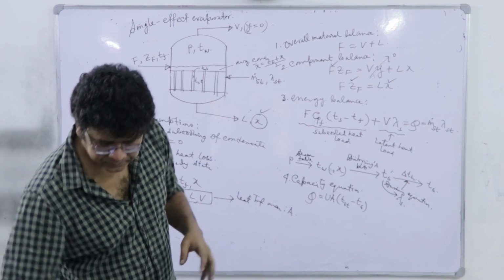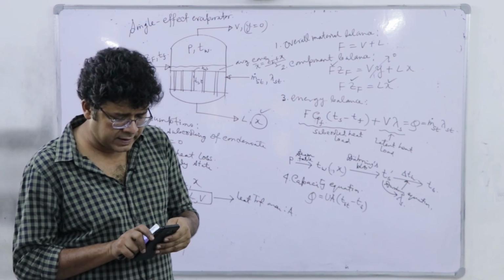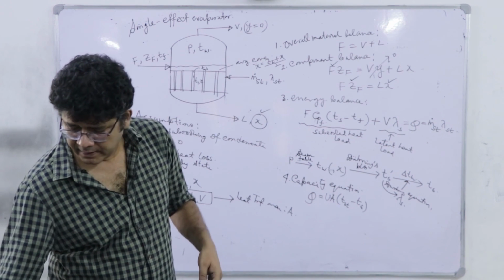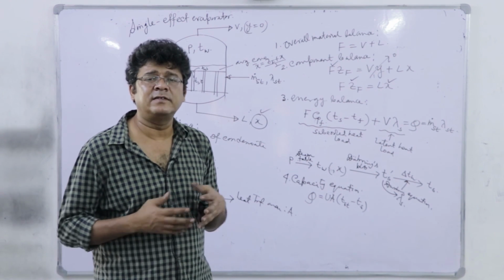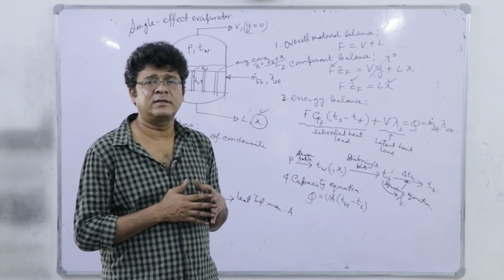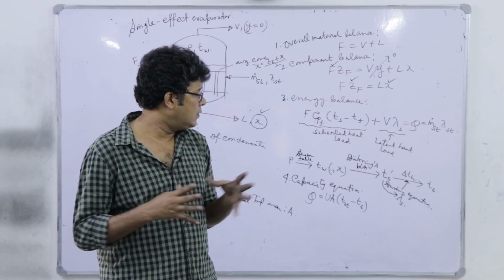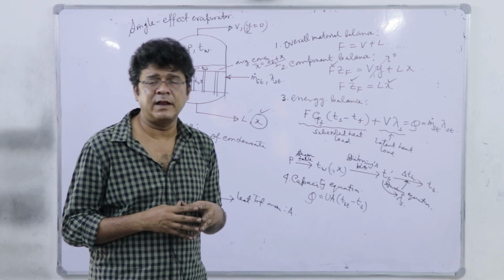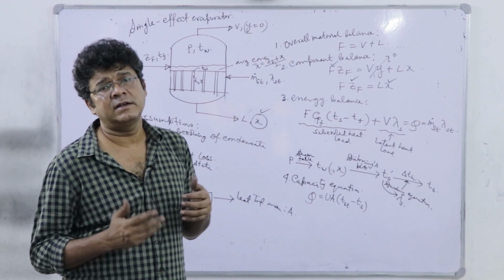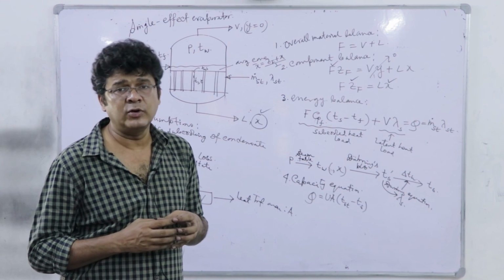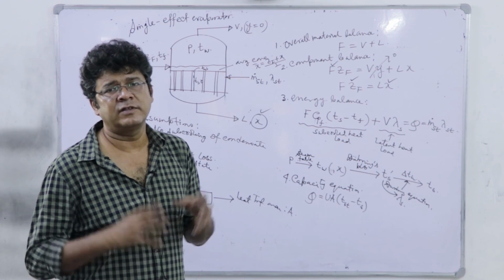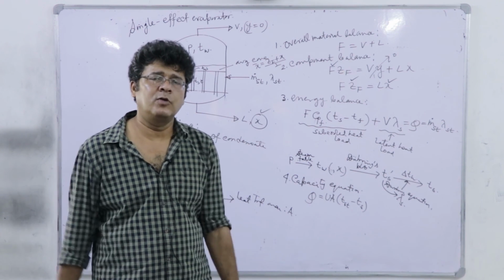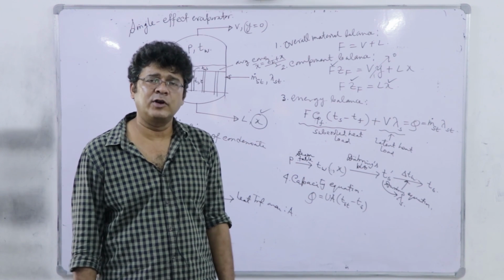So in the next session we will first discuss the different types of multiple effect, and that includes forward feed, backward feed, mixed feed and parallel feed, and after that we will discuss how to design a multiple effect evaporator. So that will be all about this evaporator as process equipment.